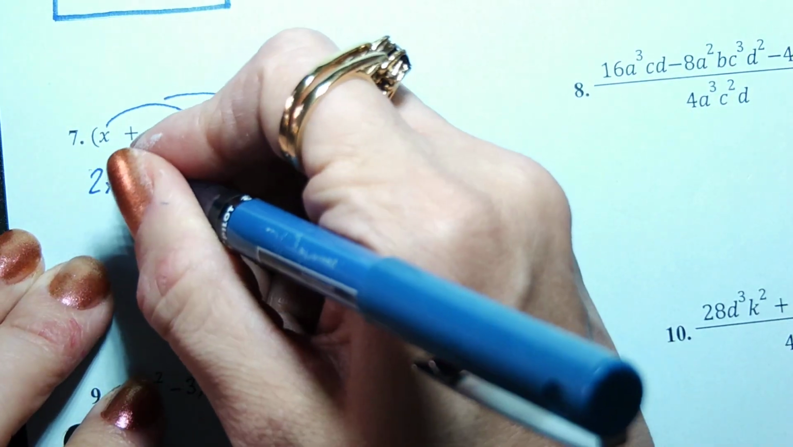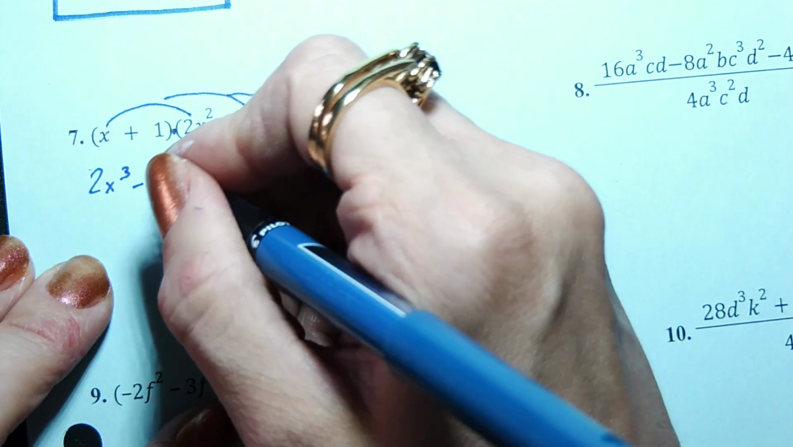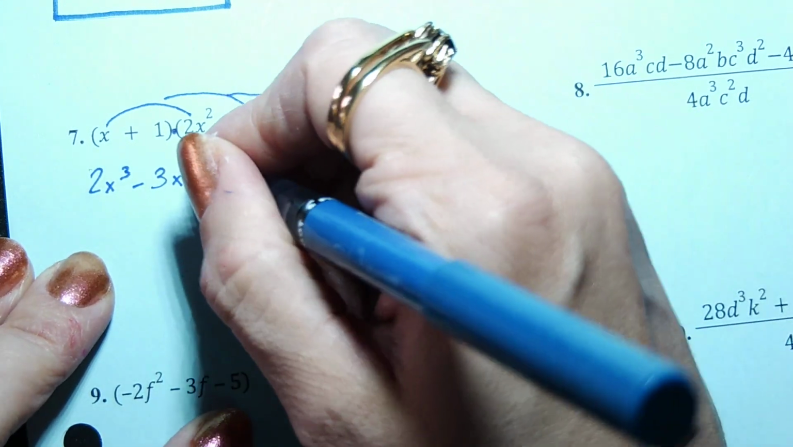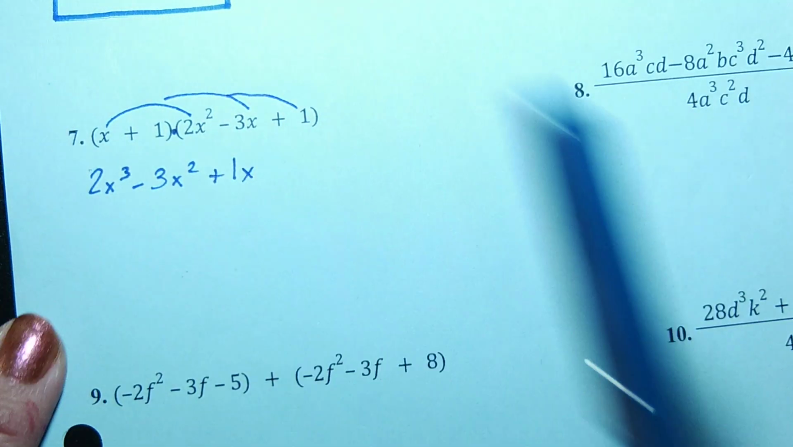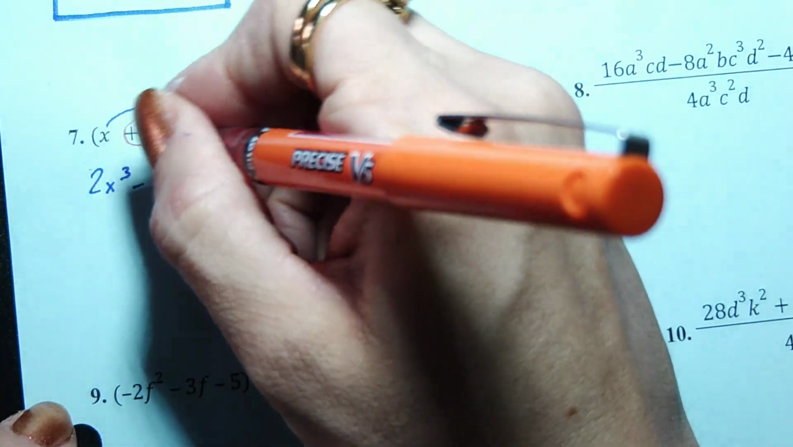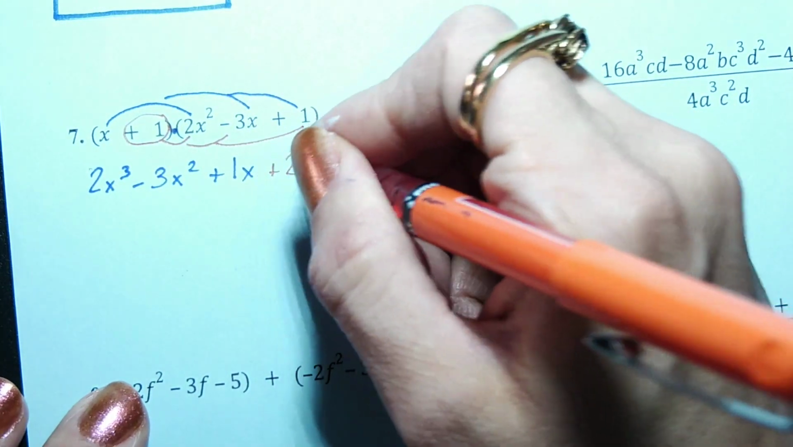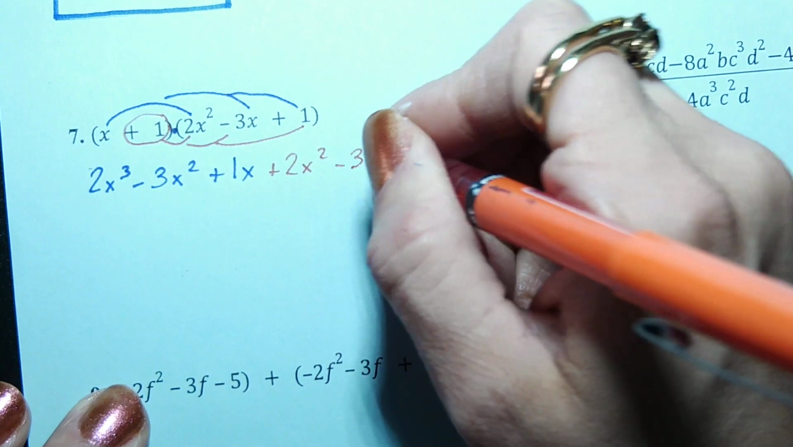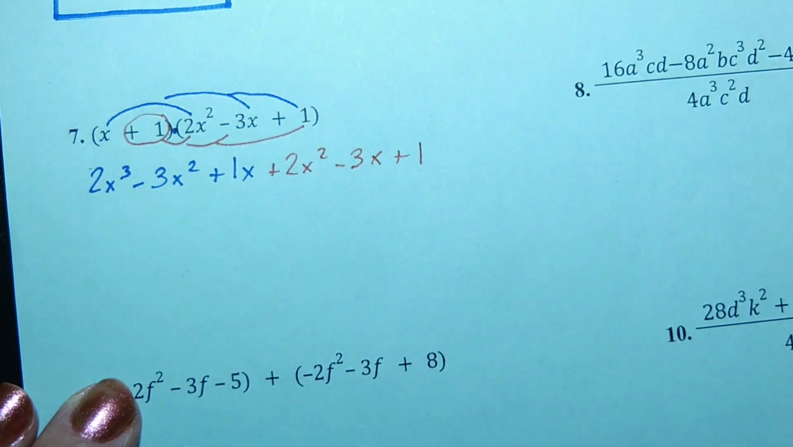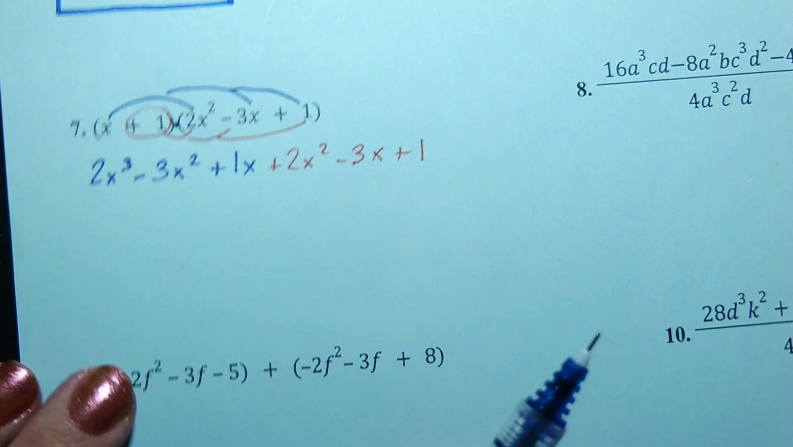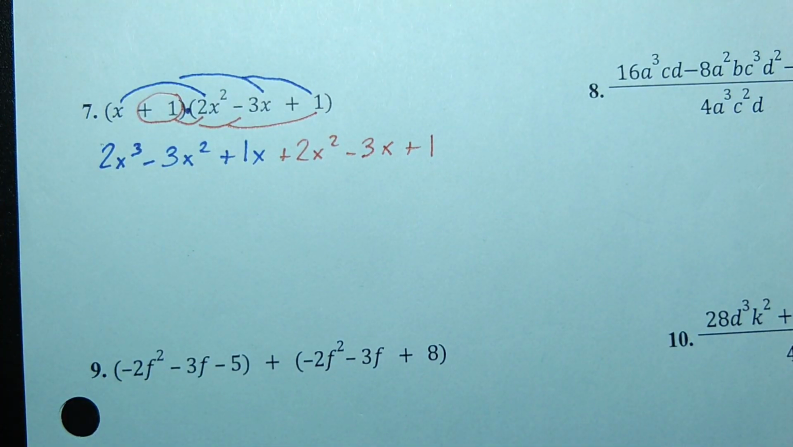So 2x cubed minus 3x squared plus 1x. And then we shall distribute that 1 to everybody. So plus 2x squared plus x. See if you can combine your like terms. Good job.